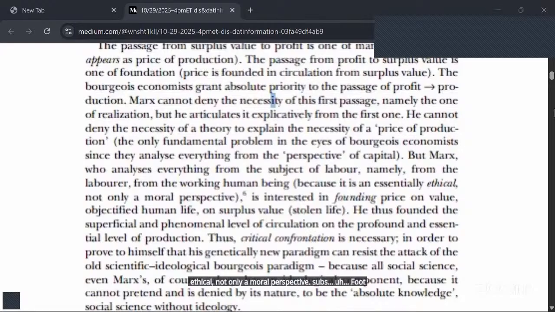Footnote 6 is interested in founding price on value. That is, objectified human life on surplus value, that is, stolen life. So founding price on value, objectified human life, on surplus value, that is stolen life. He thus founded the superficial and phenomenal level of circulation on the profound and essential level of production.